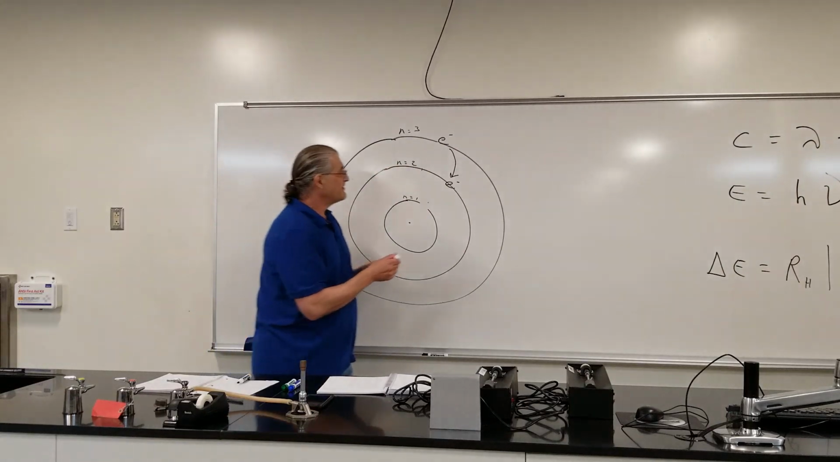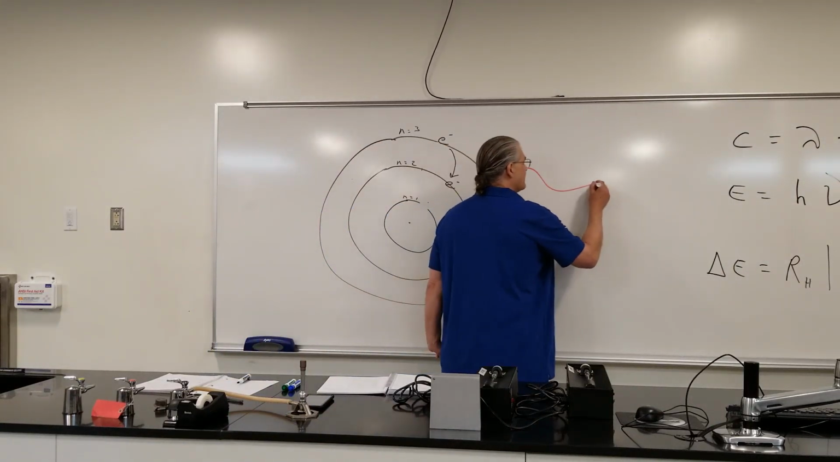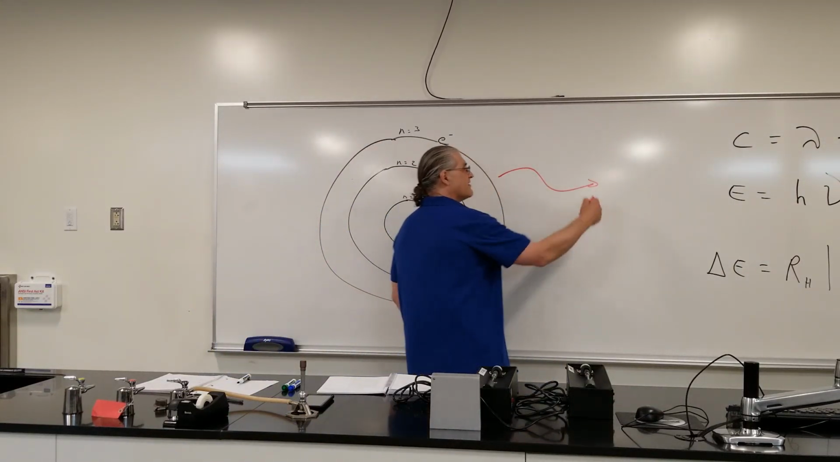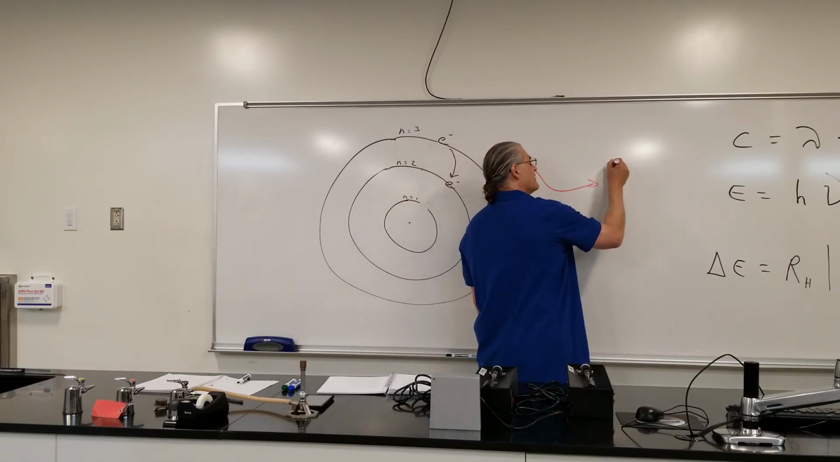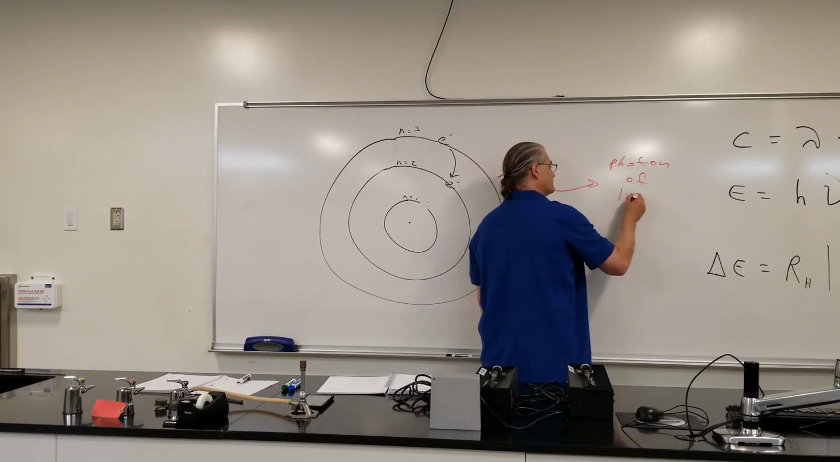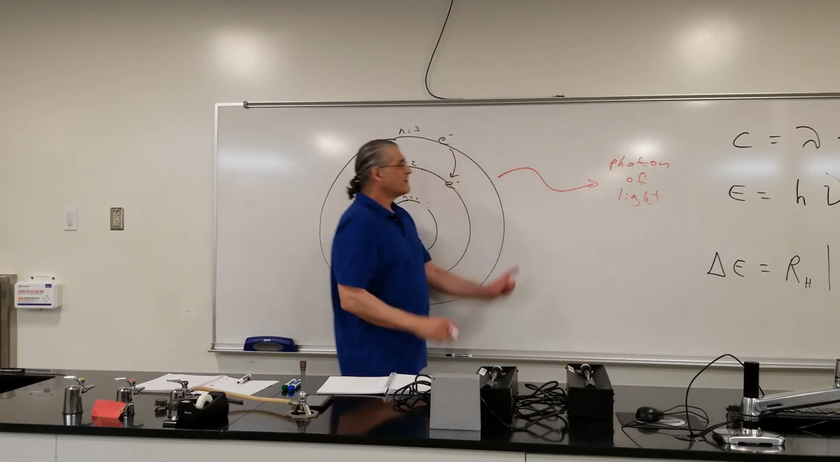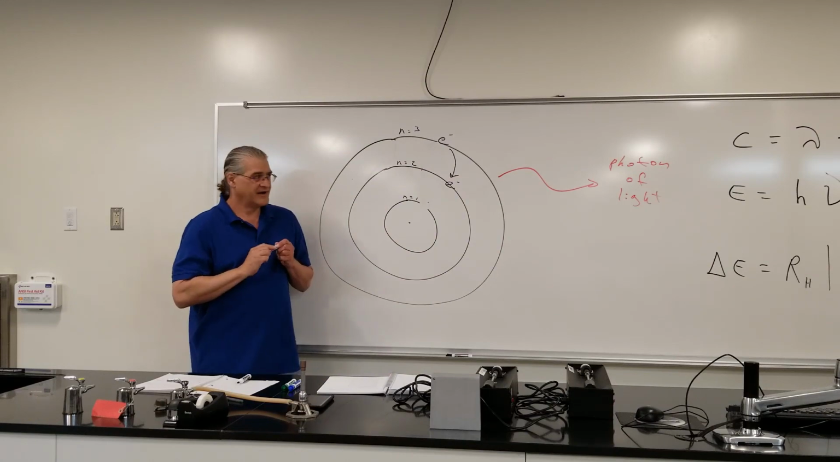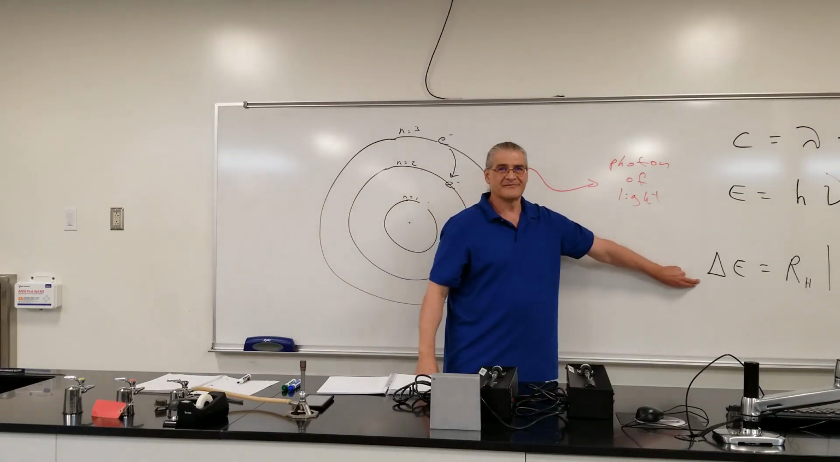So when that electron makes that transition, that energy is given off as a photon of light. Well, how much energy is that photon carrying? That's where this equation comes in.